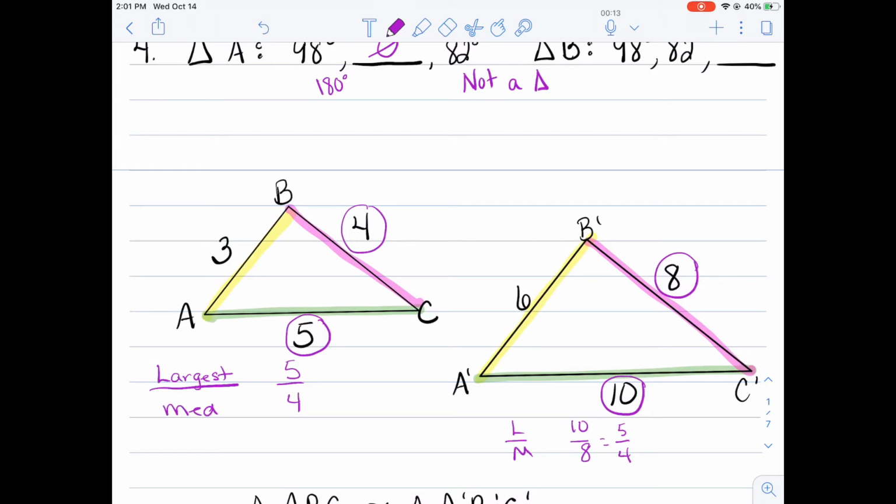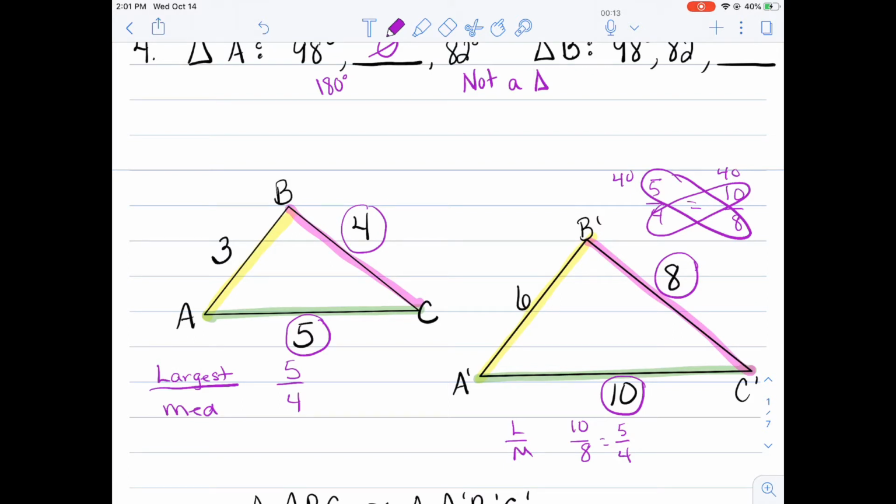If you weren't sure and you didn't simplify first, you could say 5/4, compare it to 10 8ths, and remember our cross multiply to see if something's proportional. 5 times 8 is 40, and 4 times 10 is 40. Okay, this will work with any sides. We don't have to just do large to medium. We can do medium to small, small to medium, whatever it may be. We just have to be consistent when we're comparing both ones.